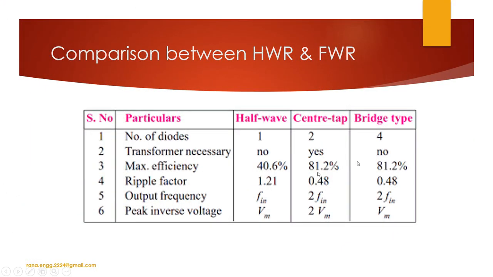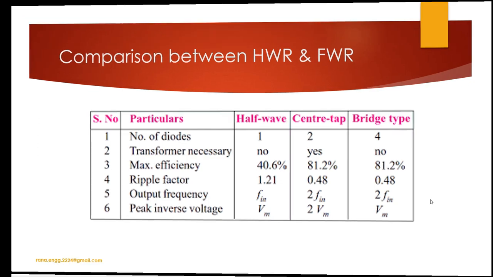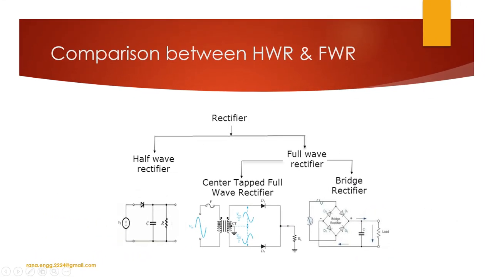Now let us discuss the diagram-wise differences. Rectifiers are divided into half wave and full wave. Half wave rectifier is like this, a single diode. Here we can introduce a filter as a capacitor. We have already discussed filters in half wave, and in the next session we are going to discuss other types of filters. In full wave rectifier you have to draw diagrams like this. This is the center tap full wave rectifier and this is the bridge rectifier.